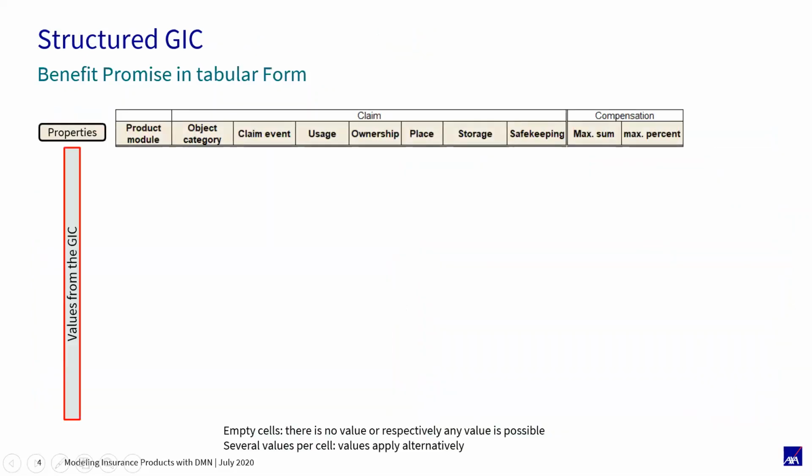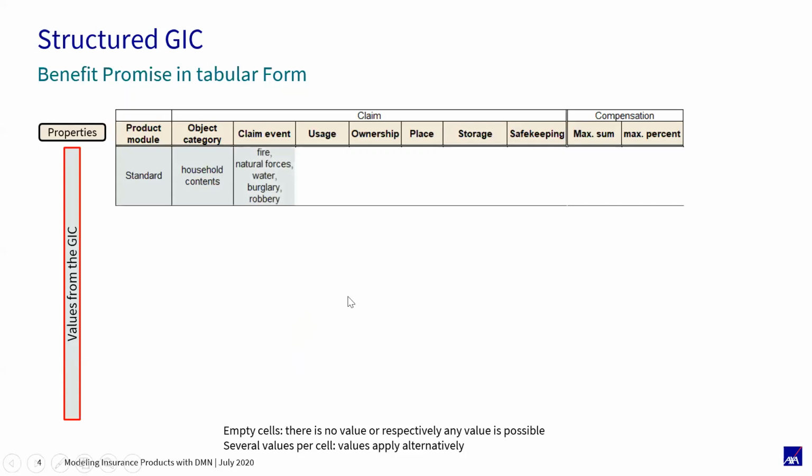As a next step, we choose a tabular form of representation for the insurance conditions. The column headers contain the properties, and each row with values describes a coverage statement from the terms and conditions. So the product module standard, for instance, includes an object category, household contents. And household contents is insured in case of fire, natural forces, etc.